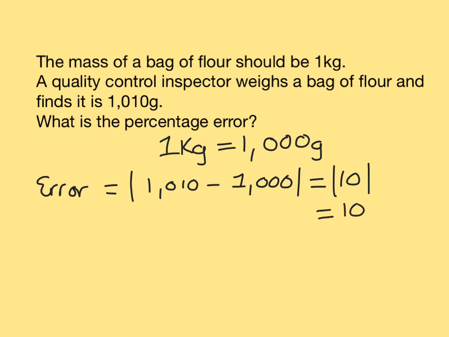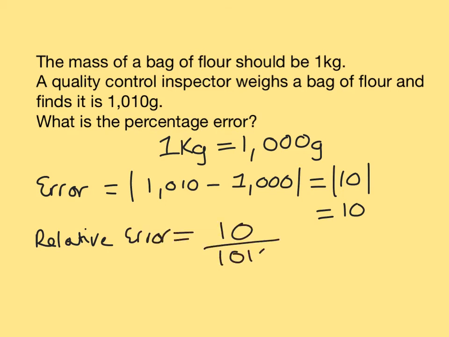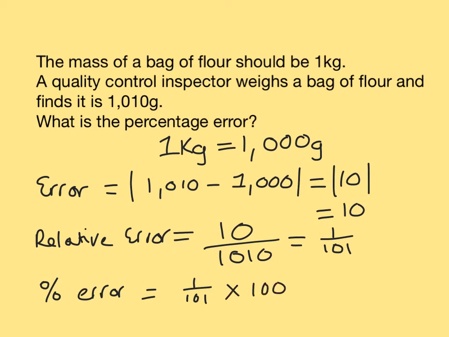Okay, then we have the relative error, and that's going to be my error over my true value. So I get 10 divided by 1010, and that gives me 1/101. And my percentage error then is 1/101 multiplied by 100. So I multiply that by 100, and what I get is 0.909%, and I'm actually just going to round that to 1%, just to make it easier.